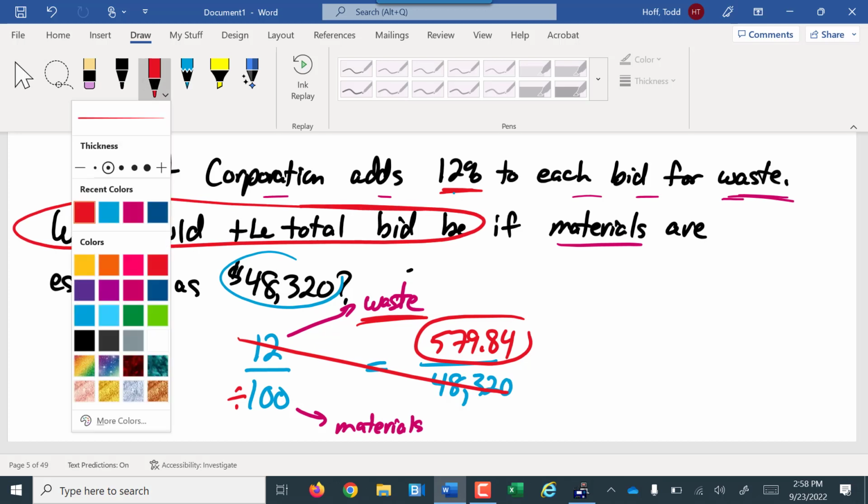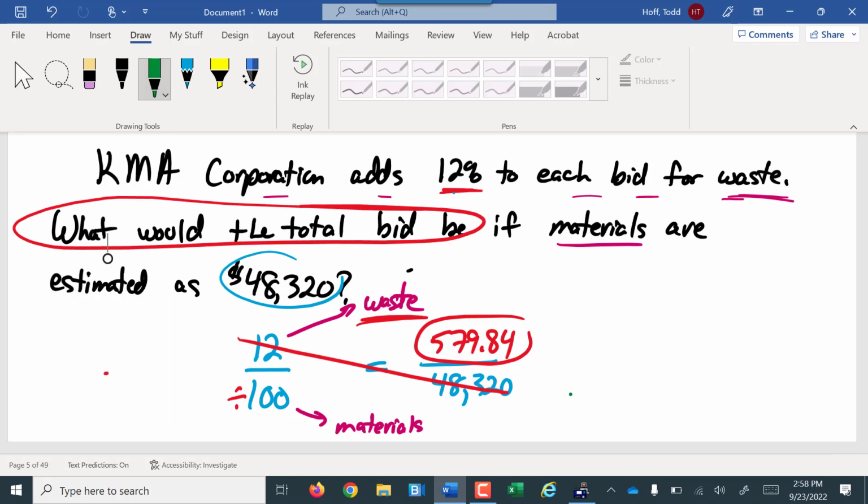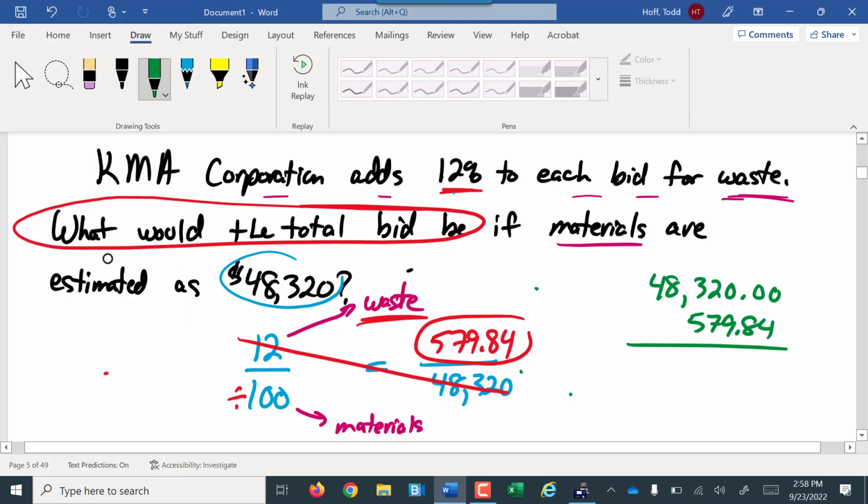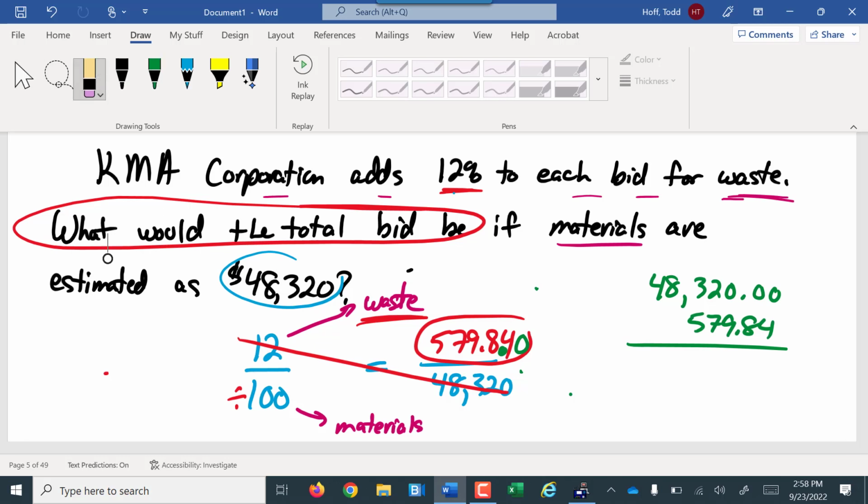How do we get there from here? We have to add that to it. You got it. So 48,320 plus $579.84. Did that go right? Nope, I missed a zero. That's why. That should actually be $5,798.40. That makes more sense. I thought that was a pretty low waste amount.